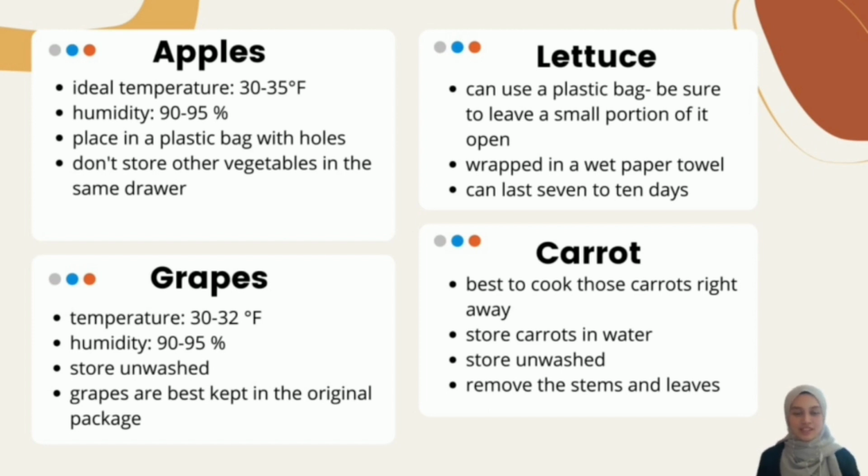For lettuce, if we are storing loose lettuce leaves, we can use a plastic bag, but be sure to leave a small portion of it open so air can circulate, or we can wrap it in a wet paper towel. Proper air circulation and a small amount of moisture will keep the lettuce crisp and fresh. It can last 7 to 10 days when properly stored.